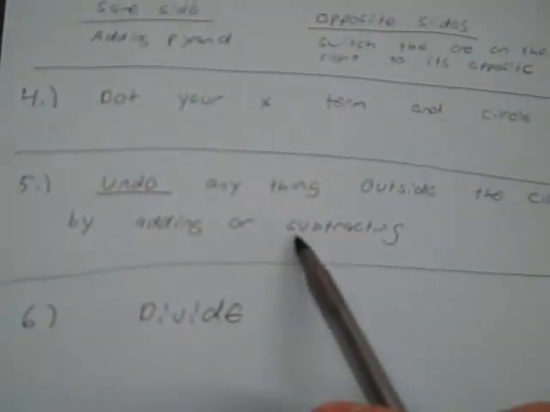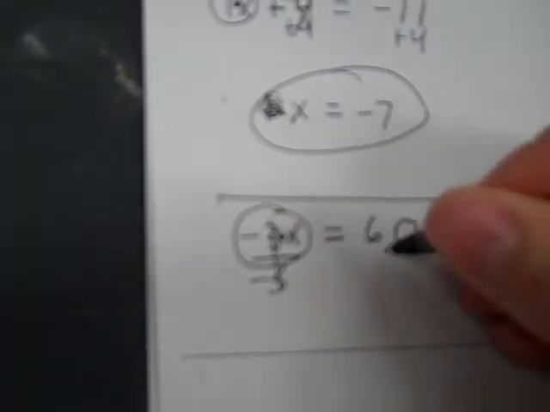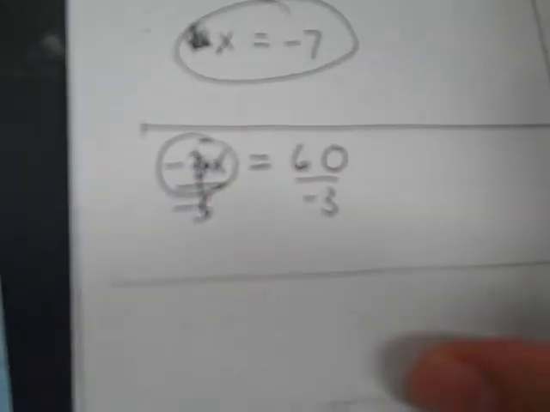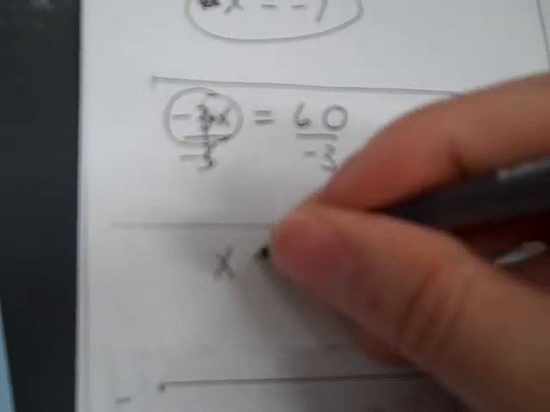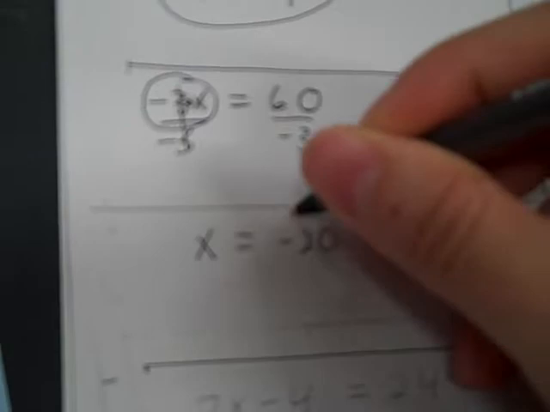And undo anything outside the circle by adding or subtracting. Well, I don't really have anything outside the circle. Now that 60 is on the other side of the equation, so I don't care about that. So there's nothing being added outside the circle, so I can go ahead and skip that step. And then I just divide. Okay, so we need to divide both sides by the dotted number because that's the number we're trying to unmultiply. So we divide by negative 3 and those cancel, and then divide the 60 by negative 3. And that gives me negative 20. So I have x, I have the equals, and then I have negative 20.